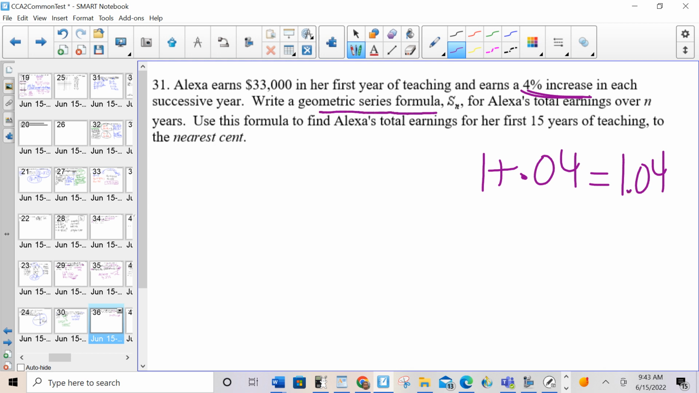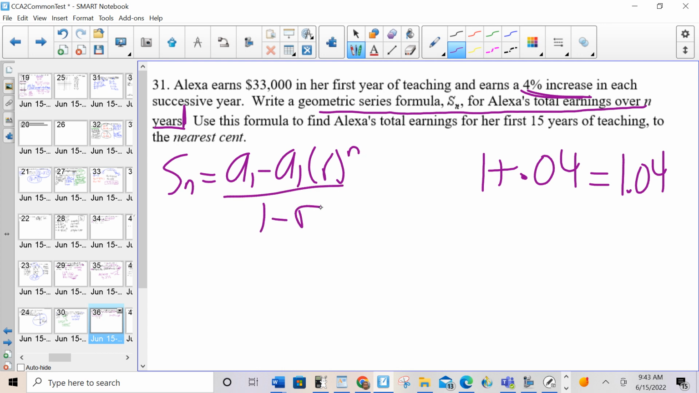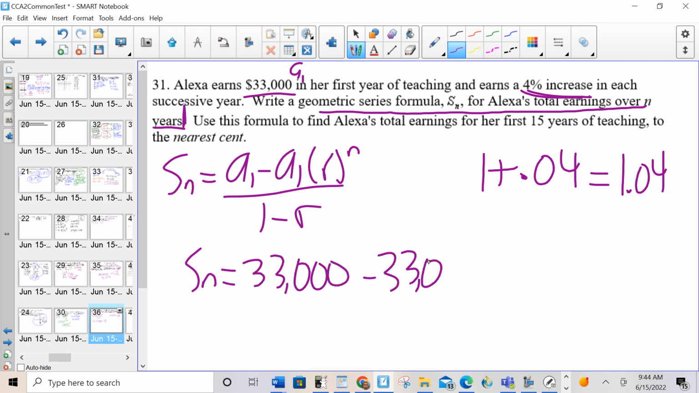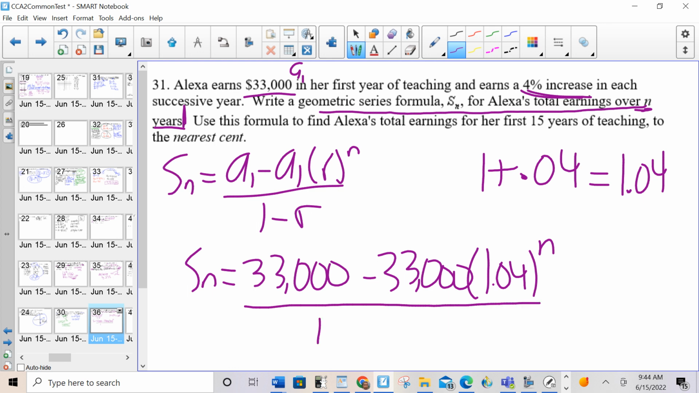Write a geometric series formula SN for Alexa's total earnings over N years. End of sentence, end of question. Do not read on. It's asking for a formula SN after N years, which means your answer should have an SN and an N in it. This is also given to you on your reference sheet. SN equals A1 minus A1R to the power of N over 1 minus R. A1, well, that's your 33,000. Minus 33,000. R is 1.04. N, again, is N. Do not read on past that period. We are not there yet. 1 minus 1.04. That's 2 points.